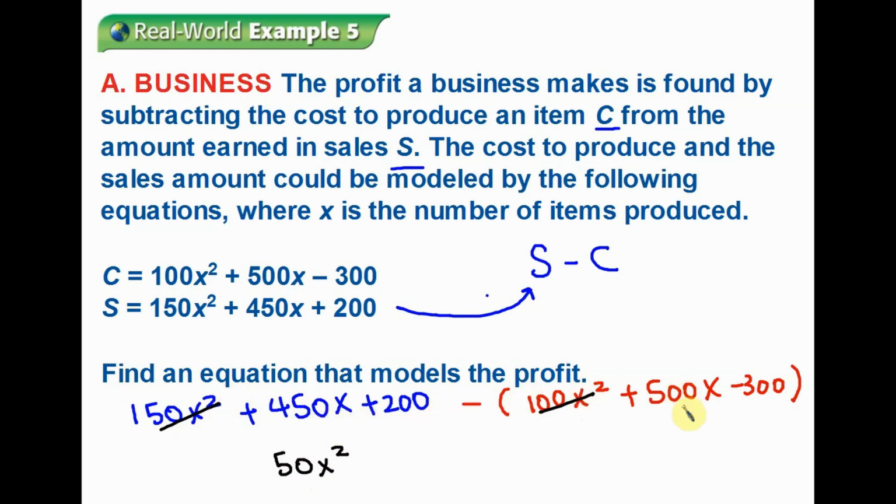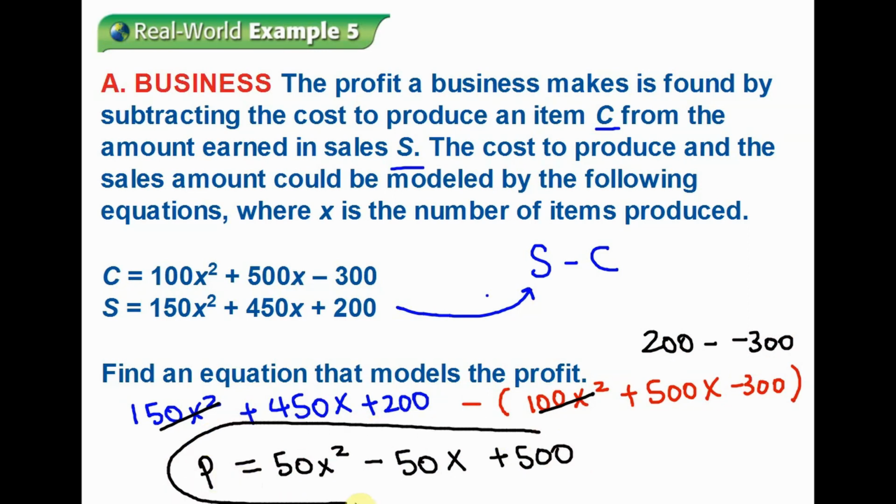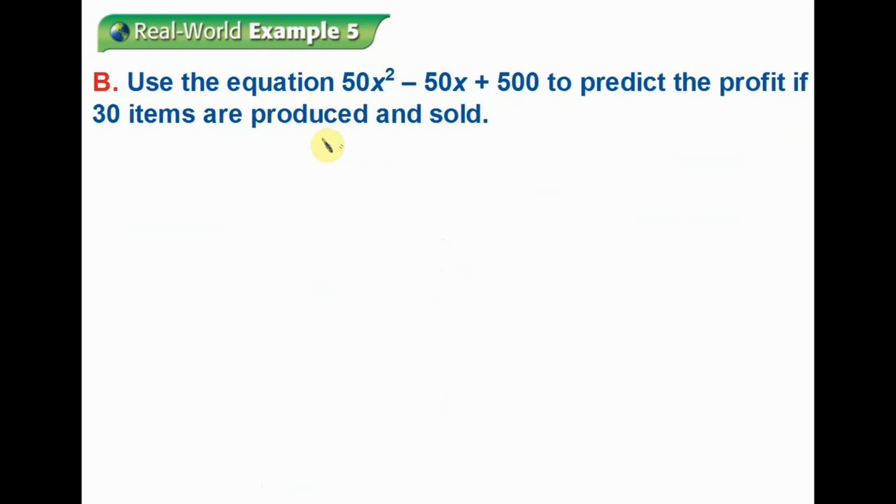450x minus 500x, this time it will be negative 50x. 200 minus negative 300 becomes actually 200 plus 300, I will get 500. This will be your equation that they are looking for. One more example, part B. Use the equation 50x squared minus 50x plus 500 to predict the profit if 30 items are produced and sold.